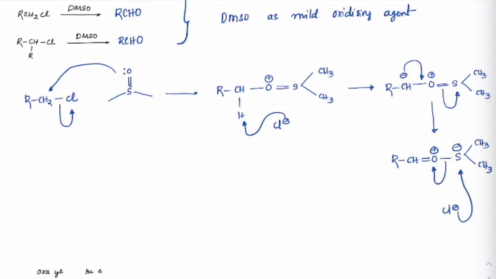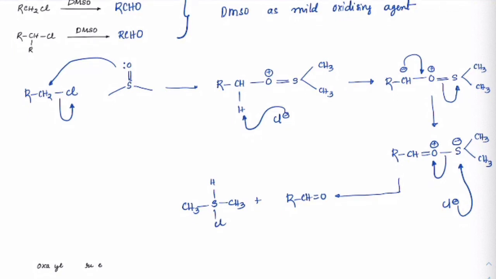This group would rearrange to this, and we will get RCH double bond O plus CH3, S, H, CH3 and Cl. I just skipped a step here. So basically the HCl which has been released here would come as H plus here, and then Cl minus will attack, O will come out, and you will get this aldehyde.